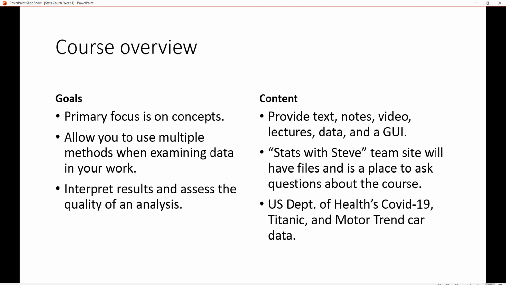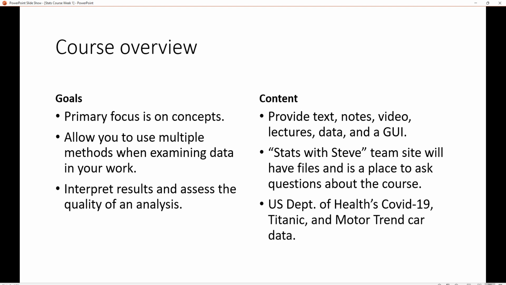For our goals, our primary focus is on concepts. By learning these concepts in statistics, they carry on to further concepts, and these are the foundational concepts that will help you in any type of analysis. Our second goal is to allow you to use multiple methods when examining data in your work. Hopefully, from this experience, you'll gain multiple approaches at examining data. And for our third goal, it's so that you'll interpret results and assess the quality of an analysis.